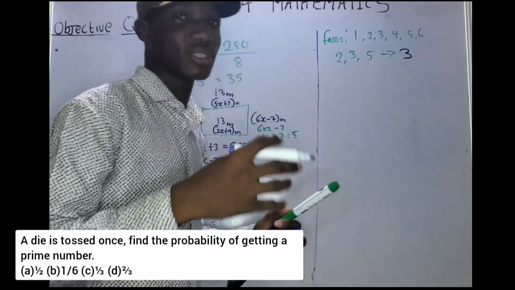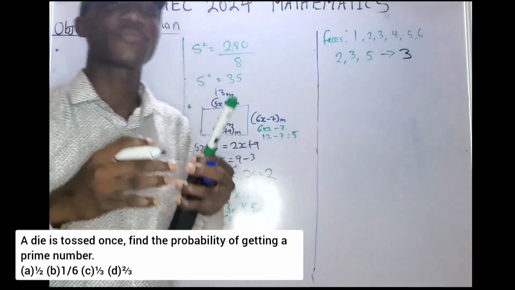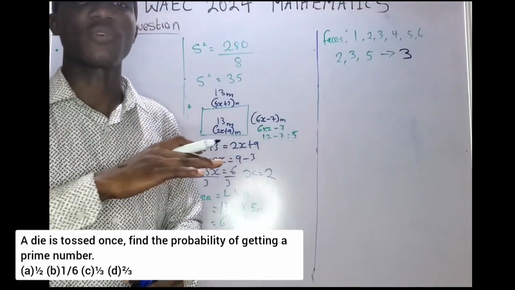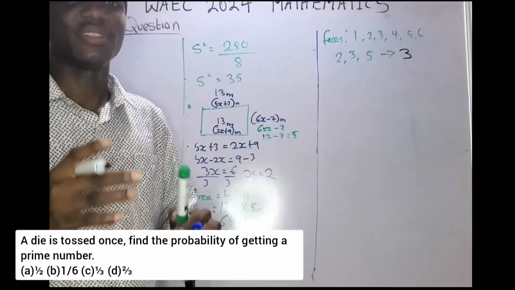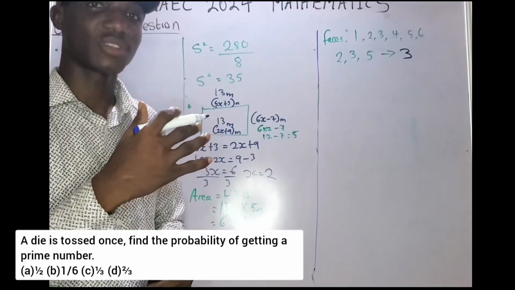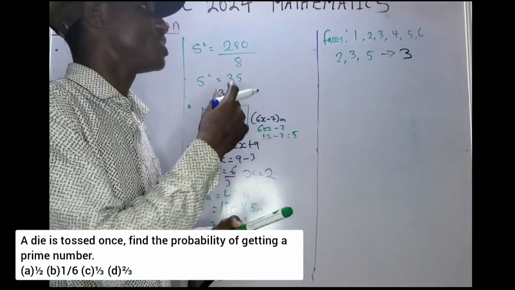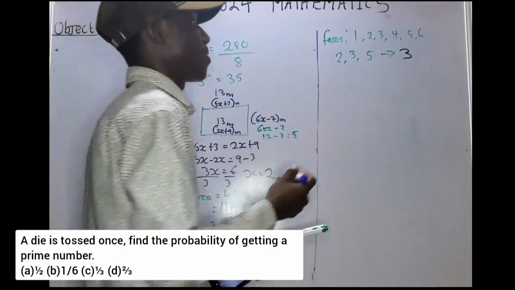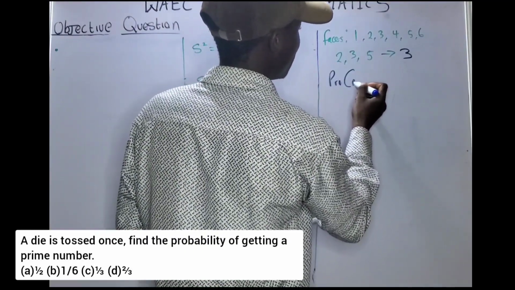Now, according to the basic laws of probability, the probability of getting a prime number is the number of prime numbers over the number of observations, over the number of occurrences. You understand what I'm saying? That is, the number of prime numbers that we have between the range of 1 and 6, all over 6. You understand? Okay.